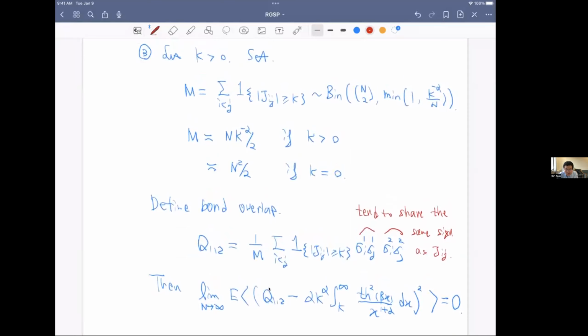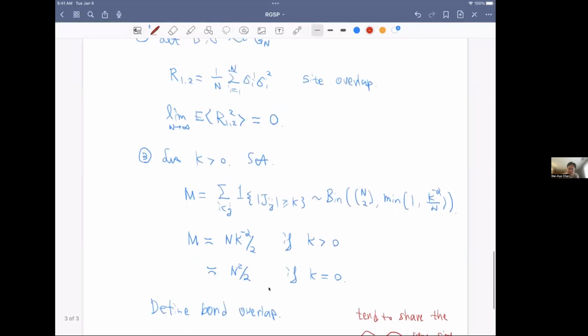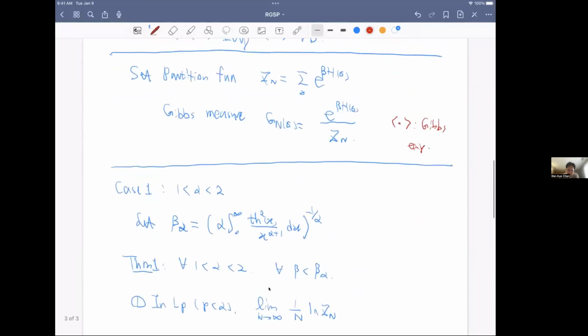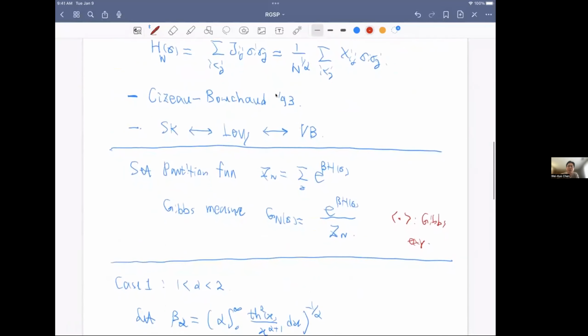So all of these 1, 2, 3 are for beta smaller than beta alpha. That's the common assumption. Yes. That beta alpha was mentioned in Cizeau and Bouchaud's paper. So I mentioned this paper. They conjecture that this should be the high temperature regime, where you see the behavior that the overlap is concentrated.